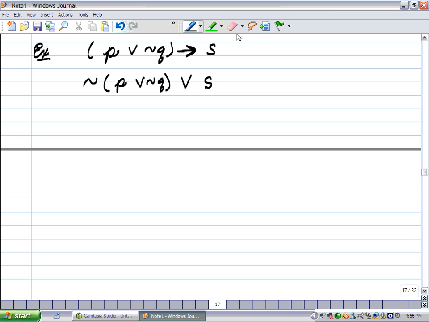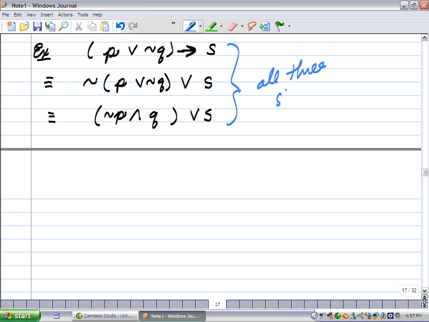Now DeMorgan's law comes into play here because we have this not in front of a parenthesis. So each of these things in the parenthesis is going to turn to its opposite. The P is going to become the not P, the or is going to become the and, the not Q becomes the Q. This is a string of equivalences, so all three of these statements are the same. All three statements are equivalent.